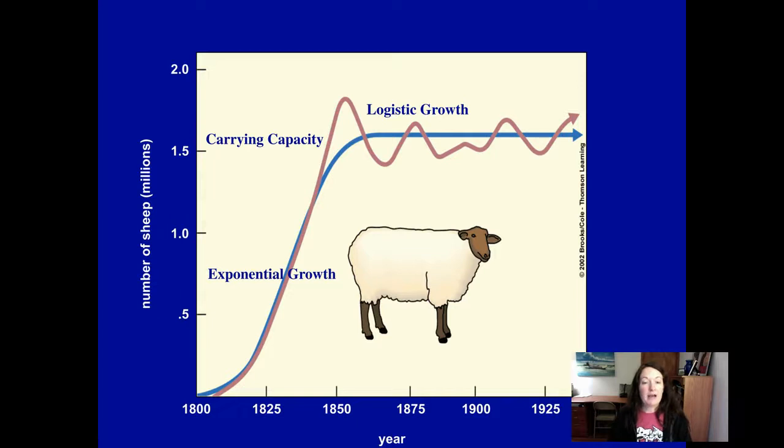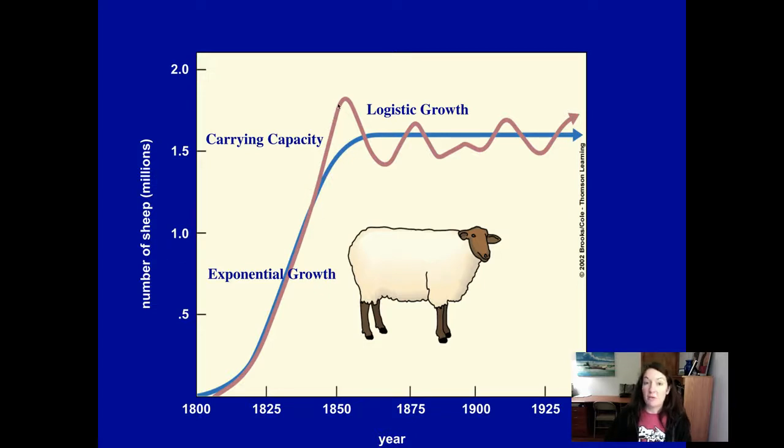Here is a graph showing populations of sheep in a certain area. I think it might be New Zealand, or I can't remember what country it was. But anyway, they had this huge explosion of sheep with plenty of resources. They had plenty of grass, plenty of land, plenty of mates, and they continued to grow until they overshot what we figured out is their carrying capacity.